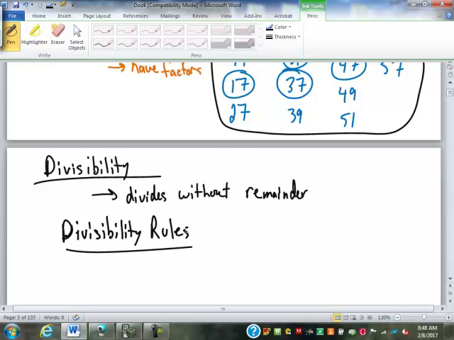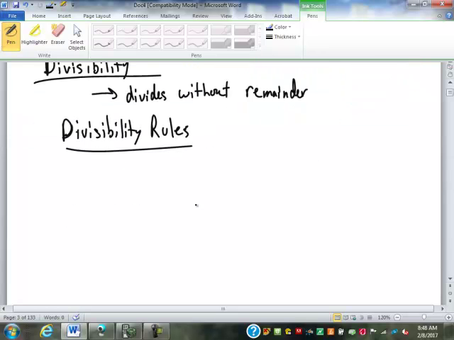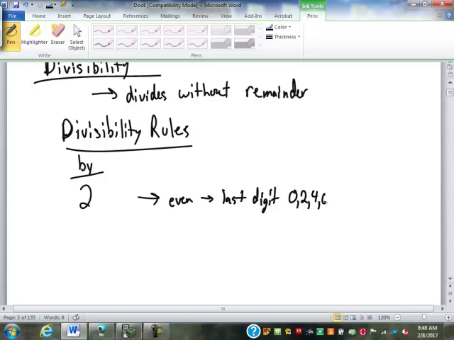We're looking at divisibility rules. There are shortcuts for being able to look at a number and tell if it can be divided by another number. So, if I want to know if a number can be divided by 2, what's the shortcut? It's an even number. By even number, that means the last digit is 0, 2, 4, 6, or 8.